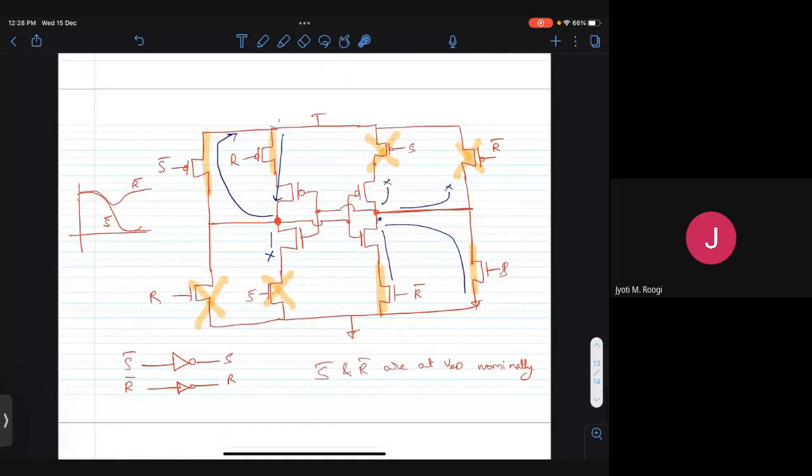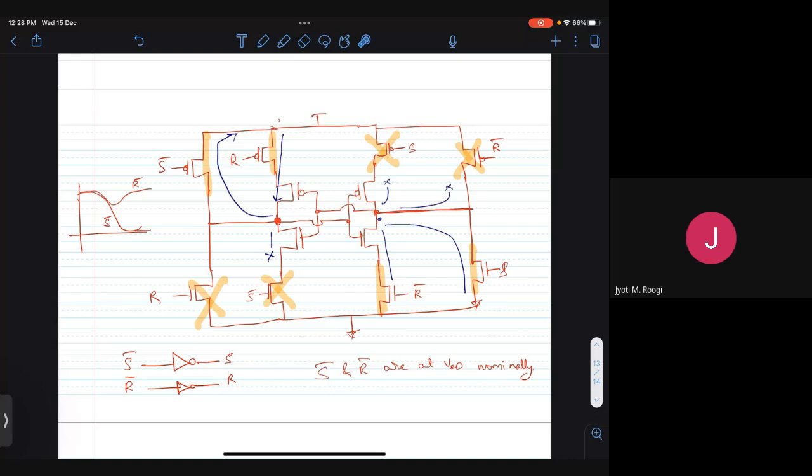But in this case, for the output to go from 0 to 1, it has two paths to VDD. Each of these is controlled by S bar and R bar both. Similarly, for the other output to go to ground, it has two paths to ground, each of which is driven by S bar and R bar both. Similarly, the other way around happens when R bar goes low and S bar goes high.